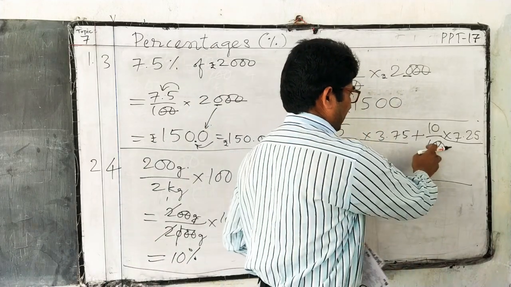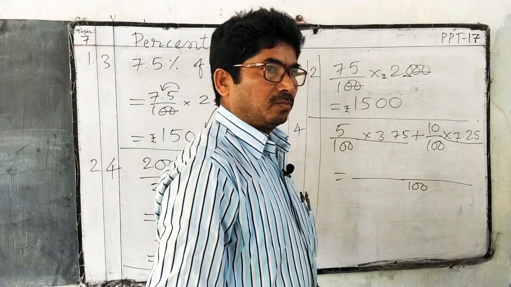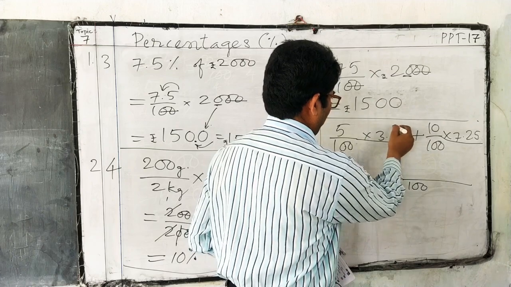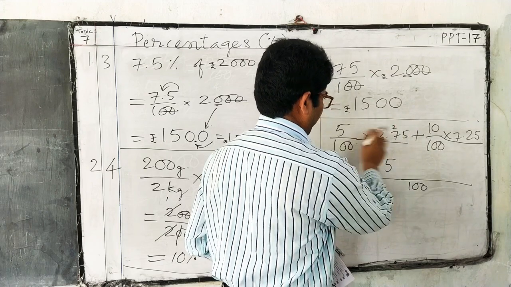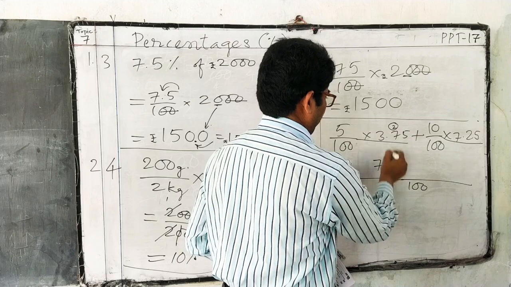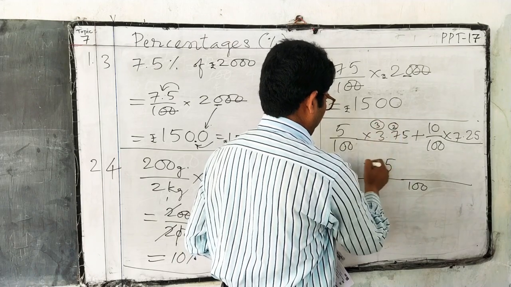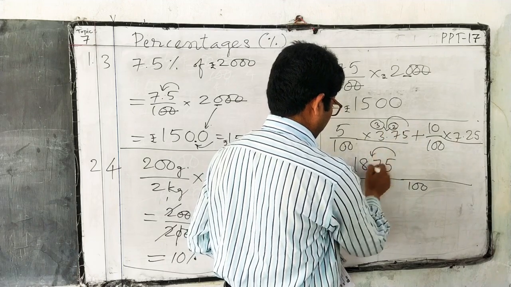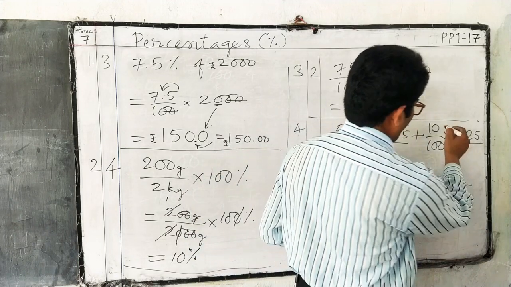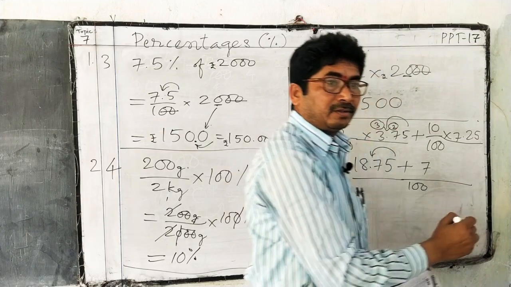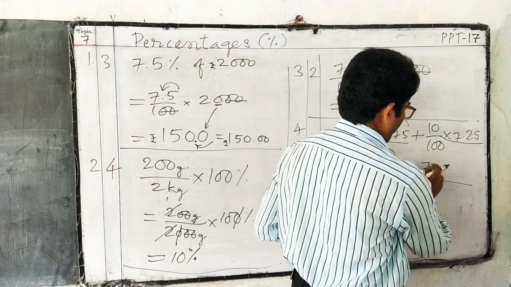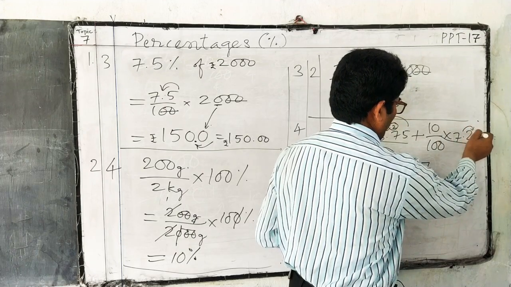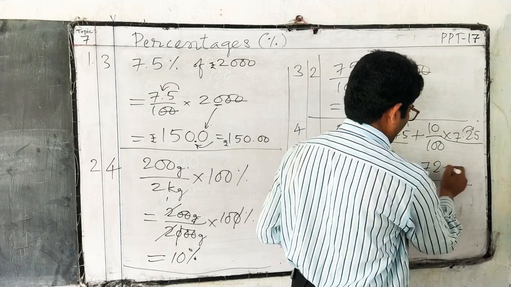These are like fractions. Now 5 fives are 25, 2 carry. 5 sevens are 35, 37. 5 threes are 15, 18. So maintain 2 decimal places: 18.75. We have to multiply by 10, so shift the decimal to the right by 1 place: 72.5.